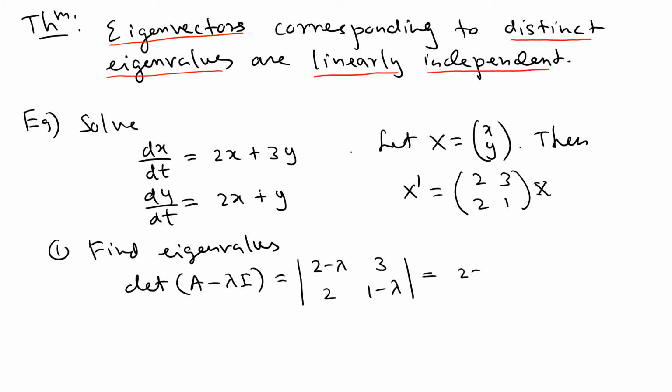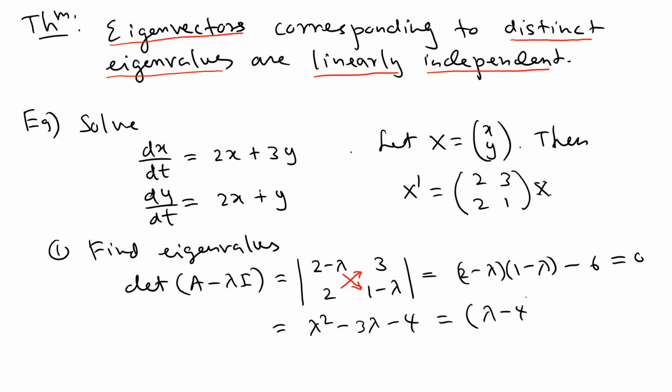Once we expand this, you're going to get 2 minus lambda. It's a 2 by 2 matrix, so we multiply the diagonal and subtract the other product. That's how you find the 2 by 2 determinant. So you get 2 minus lambda times 1 minus lambda minus 6. You set this equal to 0. This is lambda squared, negative 2 lambda, negative lambda, and then 2 minus 6, that means negative 4. And this is easy to factor. So it is lambda minus 4, lambda plus 1 equals 0.